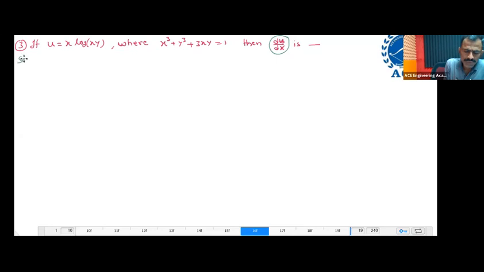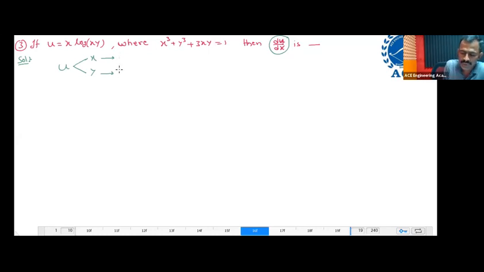Now first we draw the diagram from the given relation. u is given in terms of two variables, x and y. Again, x is not given in terms of any other variable, and y is not given in terms of any other variable directly. That is, from this relation we cannot write x in terms of y, we cannot write y in terms of x. This is an implicit relation only.